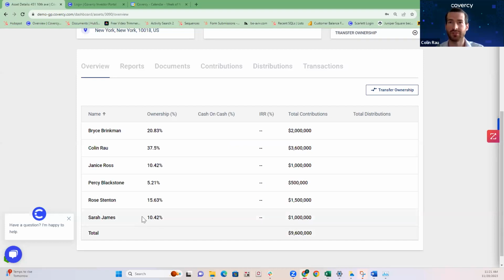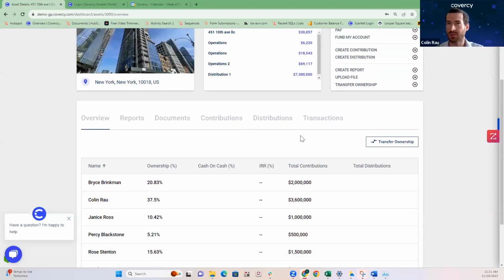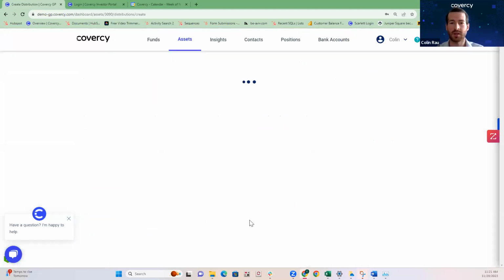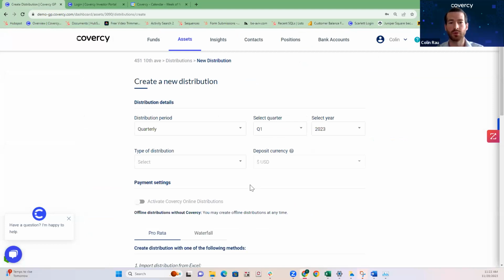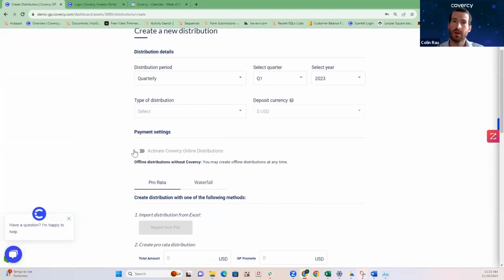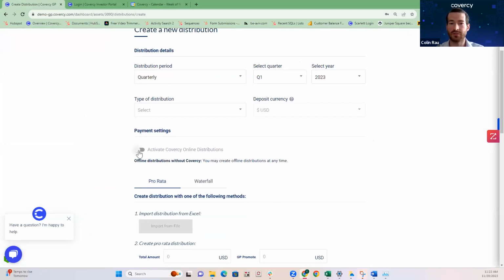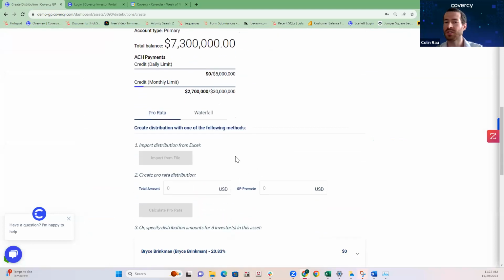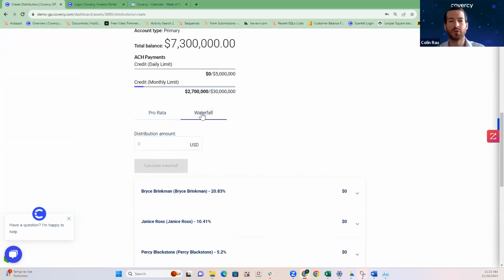So for me to go ahead and run a distribution live, that process will look like this. I'm going to go ahead and make a new distribution. Again, we saw some of this a moment ago, but I'm going to go into a little more detail here. And we're going to allow Covercy to actually make this distribution payment to our investors. We're going to see some numbers here, and I'm going to run through this fairly quickly so we can get an idea of how fast we can execute a distribution. But like I said, we're going to back up into some of these calculations.